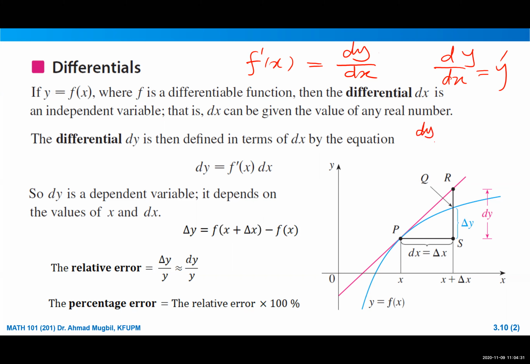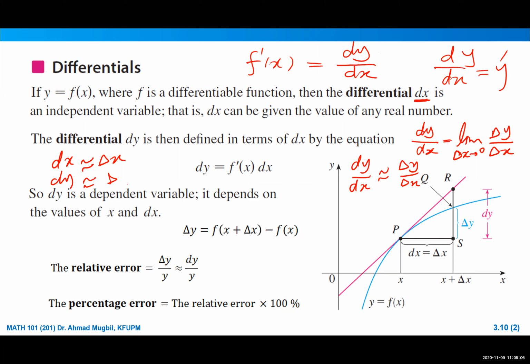If you remember, we defined the derivative in chapter 2 to be the limit of delta y over delta x when delta x goes to 0. So now you can, of course, write this approximately like this. You can say that dy over dx is approximately delta y over delta x, because this is a kind of limit. Now dx is approximately delta x, and dy is approximately delta y. What is delta y? Just remember the triangle here, how to calculate it. This is delta x.